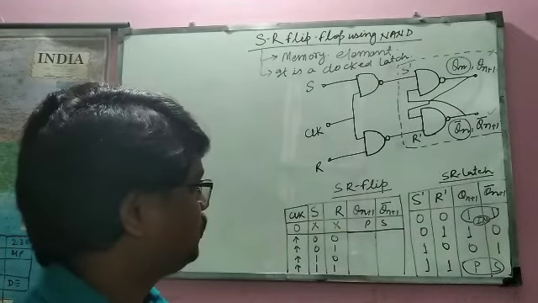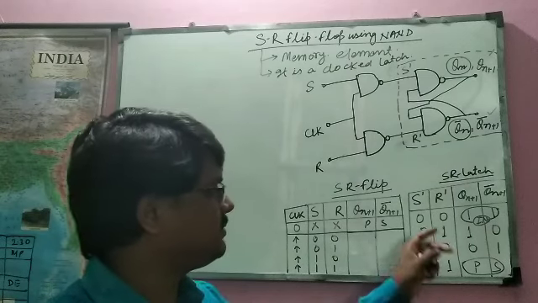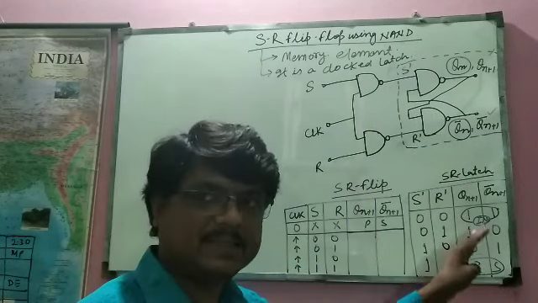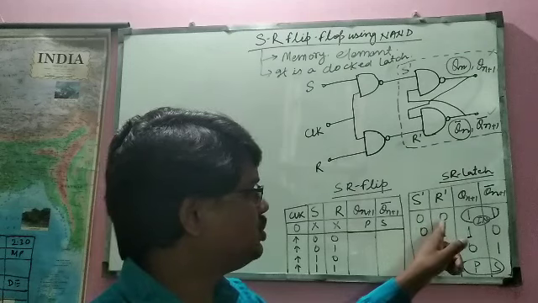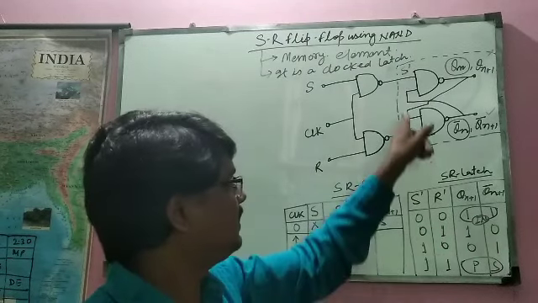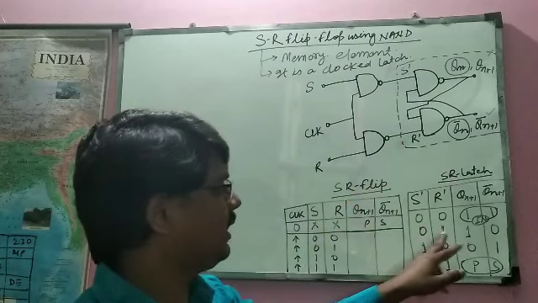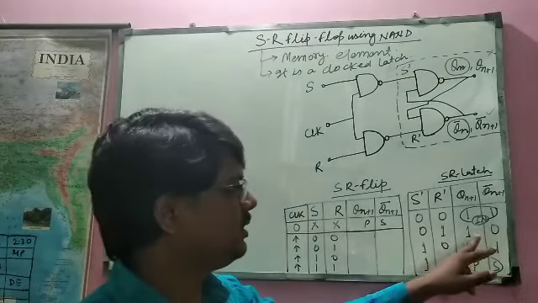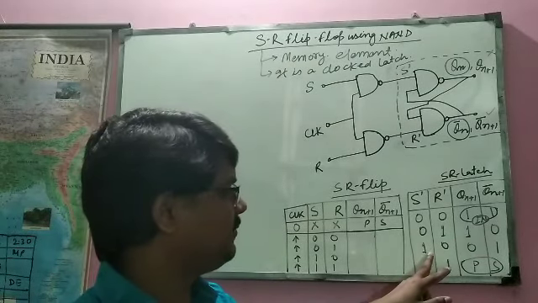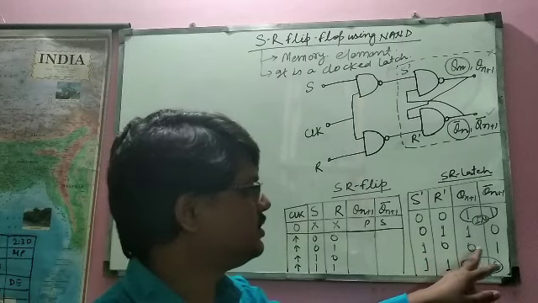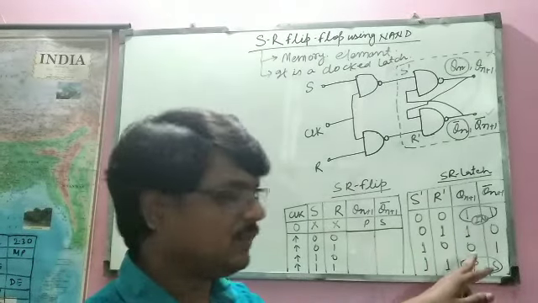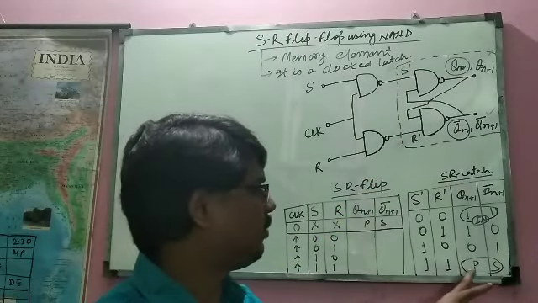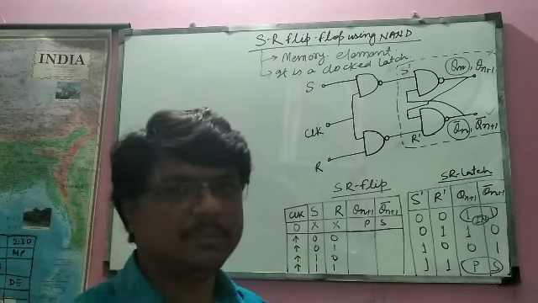So let us see what happens. If the values of S dash and R dash in the latch were 0 0, it was invalid. If S dash is 0 and R dash is 1, the output will be 1 and 0. It is nothing but the set condition. If it was 1 and 0, the output was 0 and 1, that is the reset condition. And if S dash and R dash are both 1 1, then it will remain in the previous state.